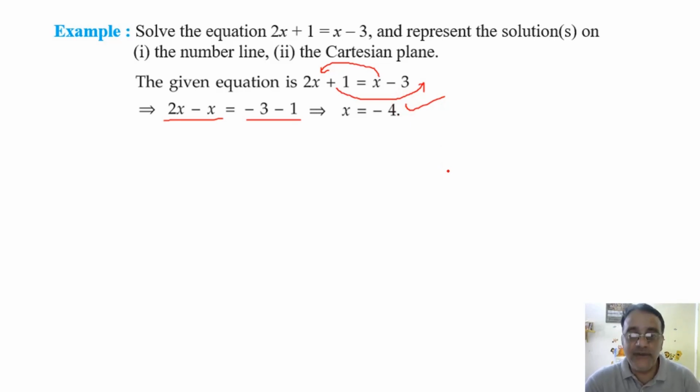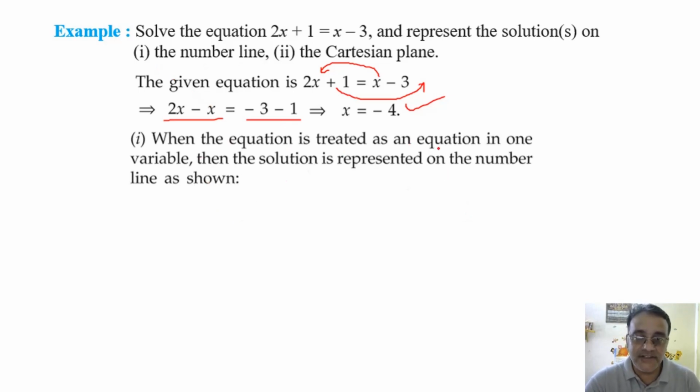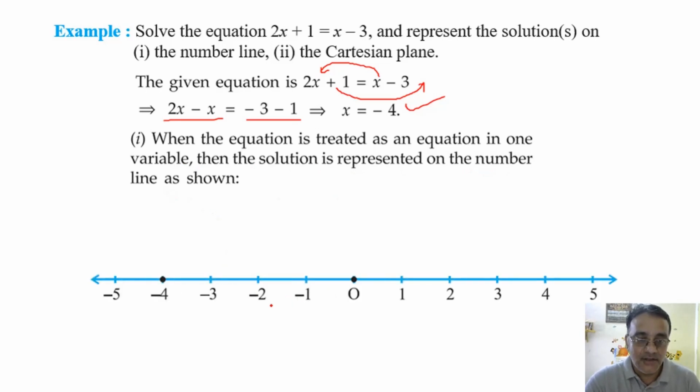Now first bit, we have to draw the number line. When the equation is treated as an equation in one variable, the solution is represented on the number line as shown below. So this is the point -4. And this is a unique solution when we talk about one variable, that is the number line. Any doubt in first bit?